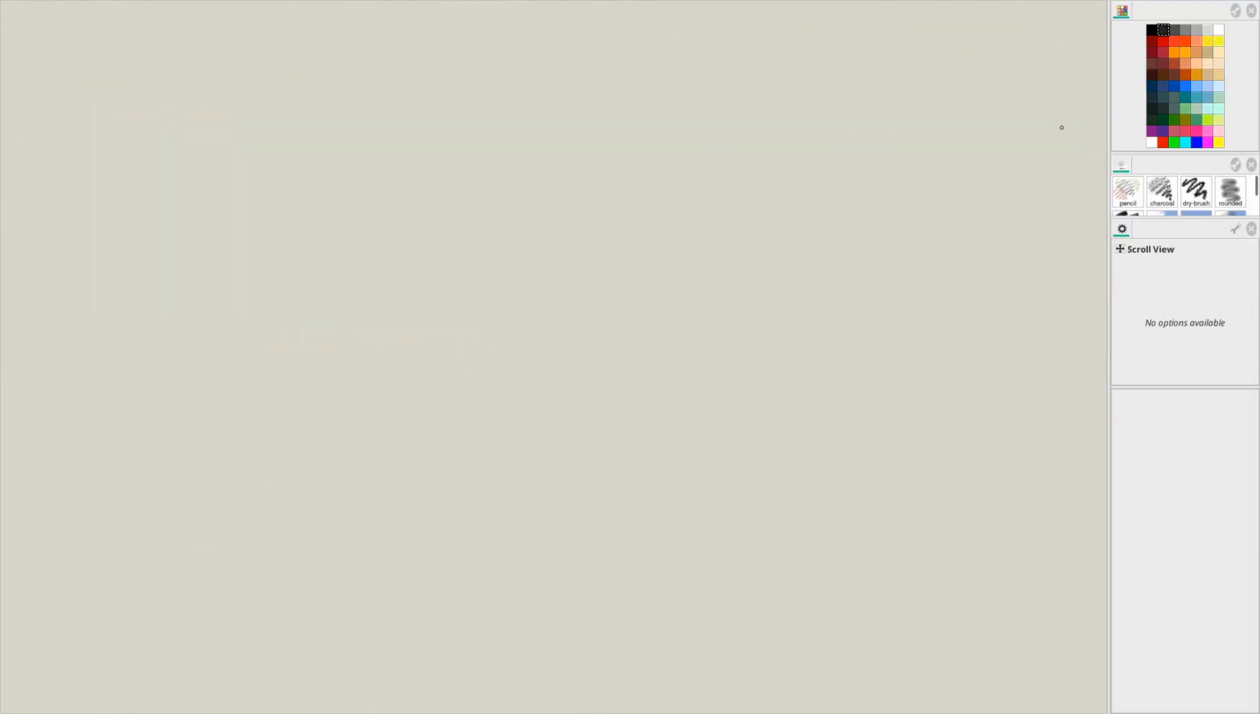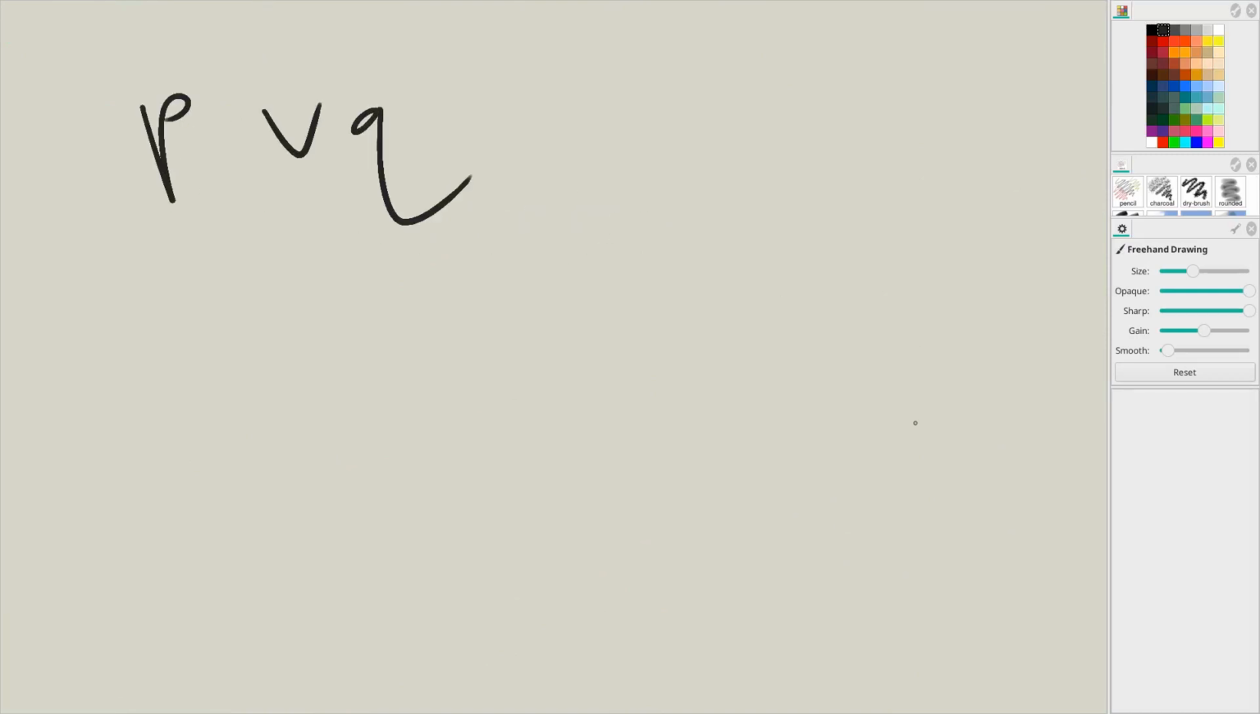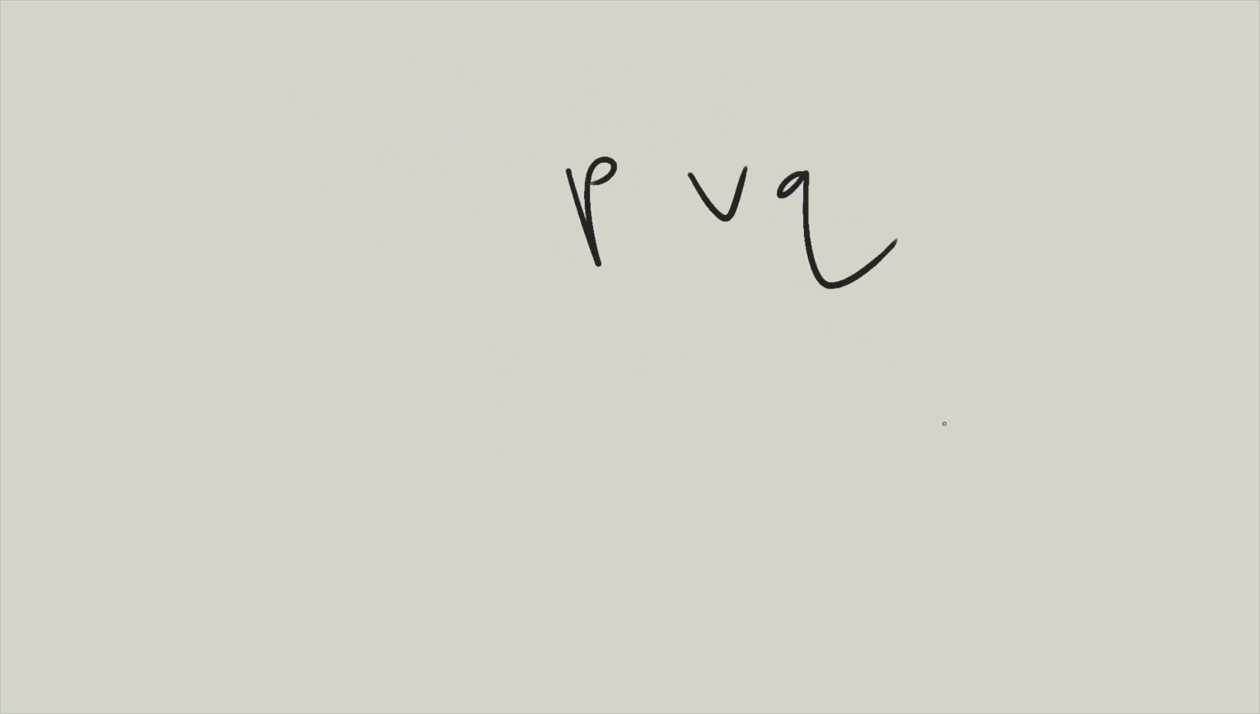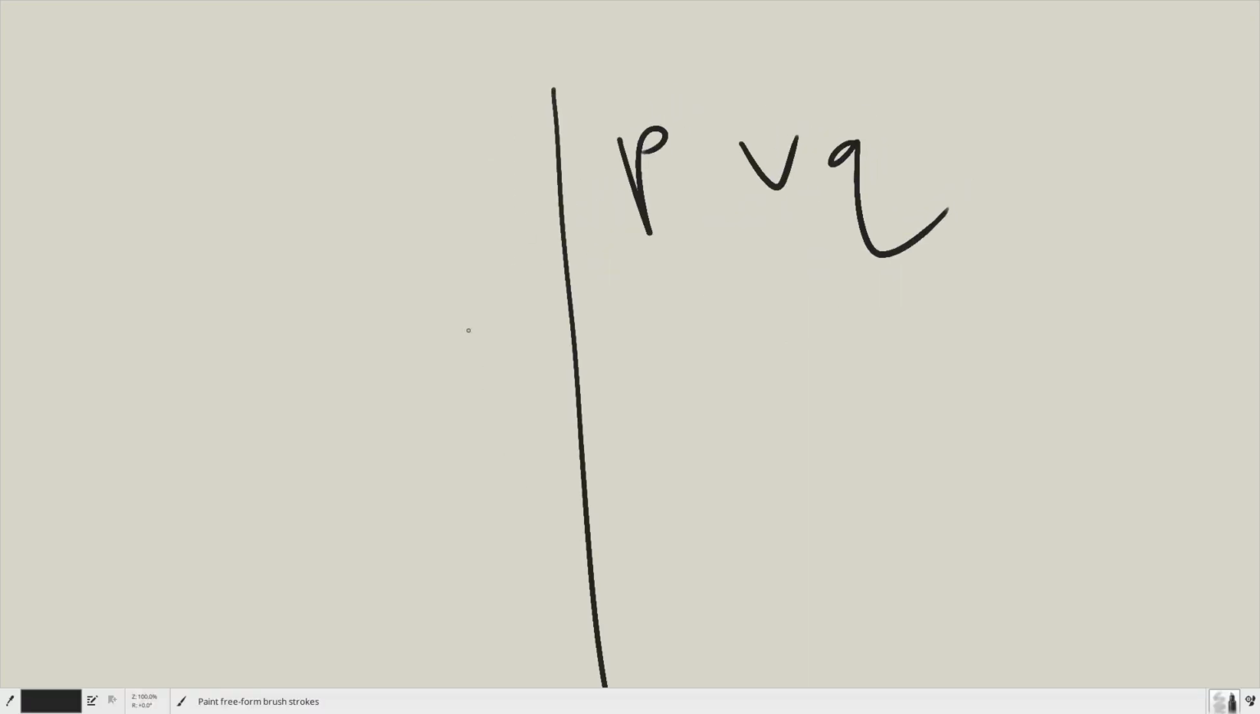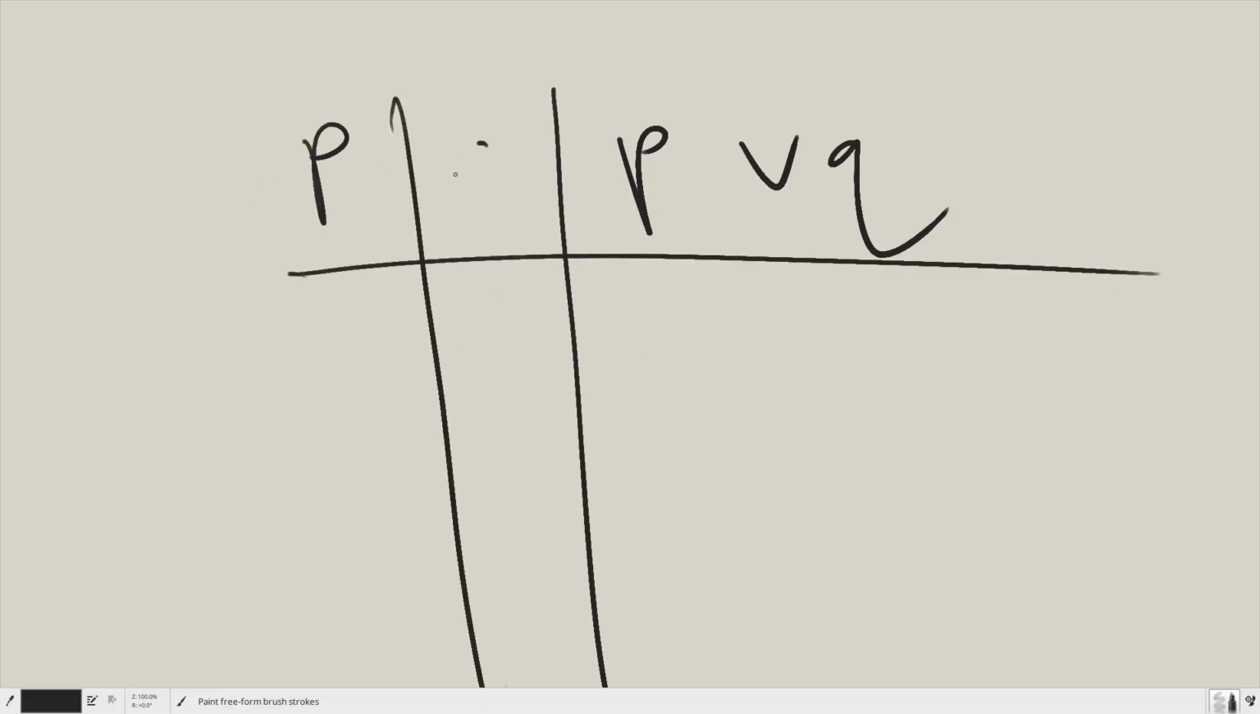But let's move on to OR. OR can be P or Q. As long as one of them is true, then the output is true. So how would we show this? Let's just jump straight to the truth table this time. We've got our P, we've got our Q: 0 0, 0 1, 1 0, 1 1.